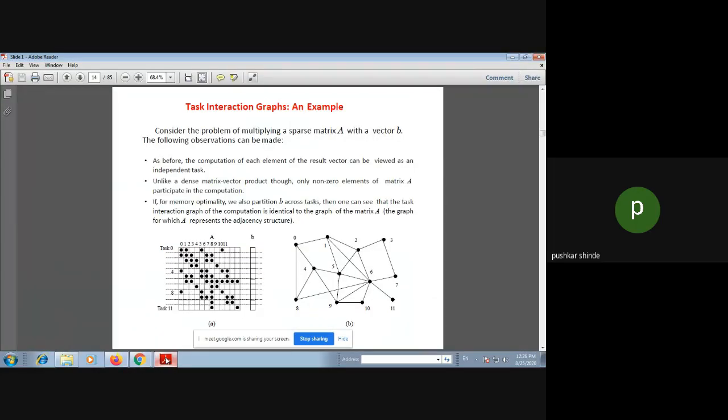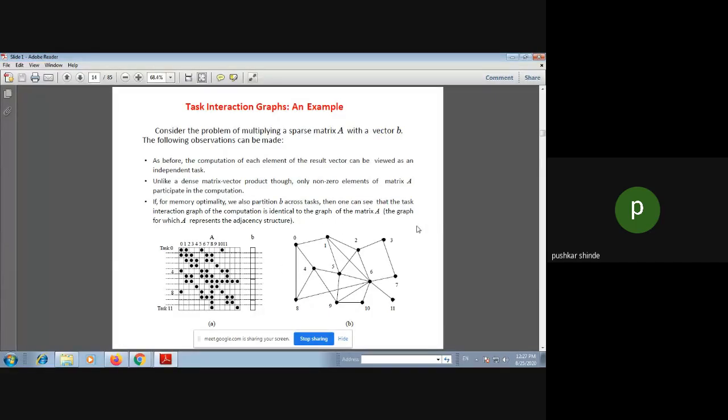Okay, we have seen this task interaction graph for a particular sparse matrix vector multiplication problem. This was a sparse matrix that we had seen in the last lecture. Sparse matrix means it does not have a lot of non-zero elements. If more elements in the matrix are zero, then it is called a sparse matrix. So a sparse matrix is multiplied by a vector B, which is a column vector.